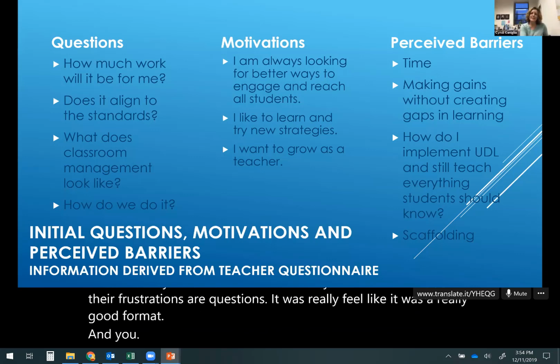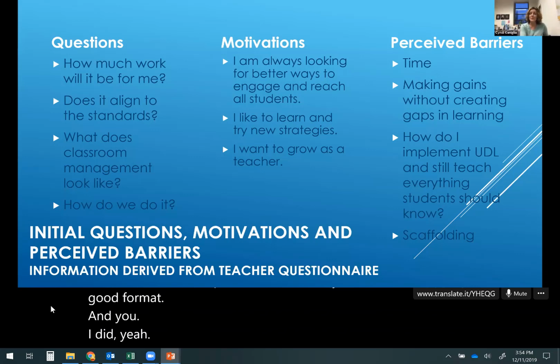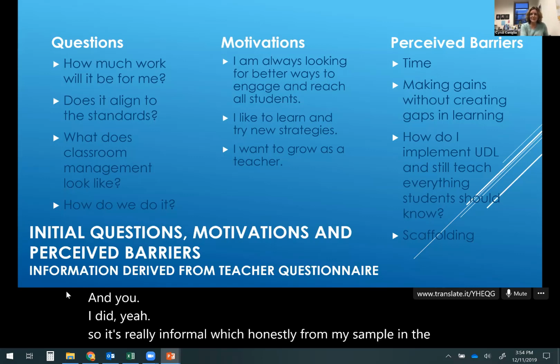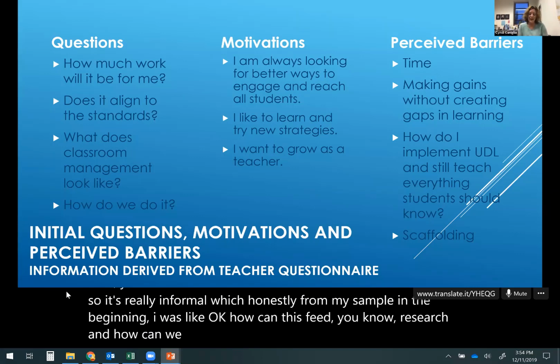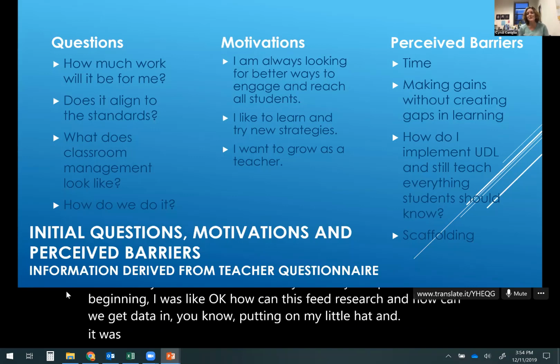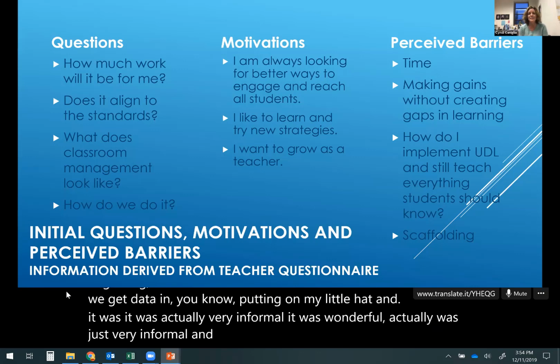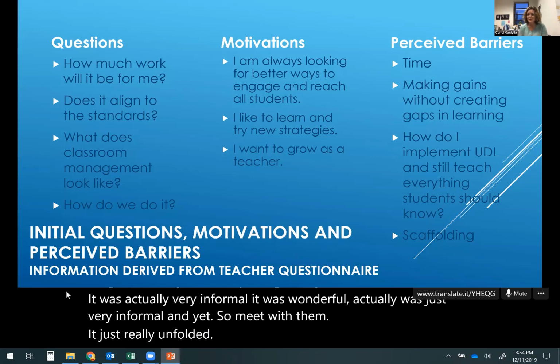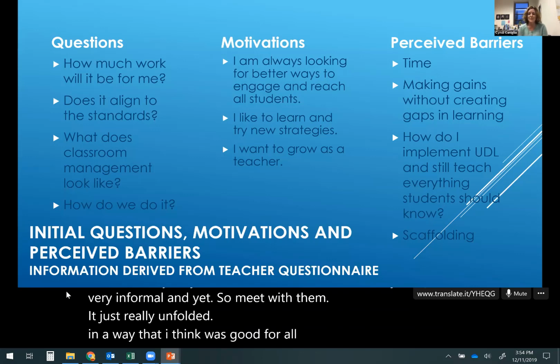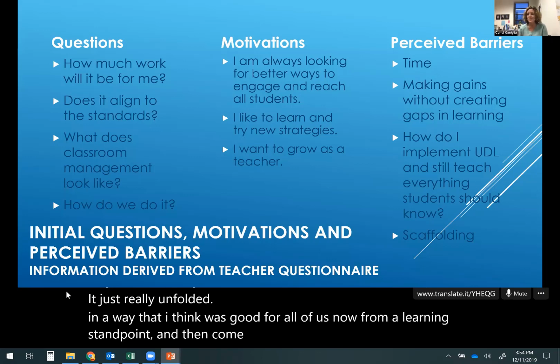I did. Yeah. It was really informal, which honestly, from my standpoint in the beginning, I was like, okay, how can this be research and how can we get data, putting on my little hat. It was actually very informal. It was wonderful, just very informal and yet so meaningful. It really unfolded in a way that I think was good for all of us, from a learning standpoint, and then from a teacher standpoint, and then impacting the student standpoint.